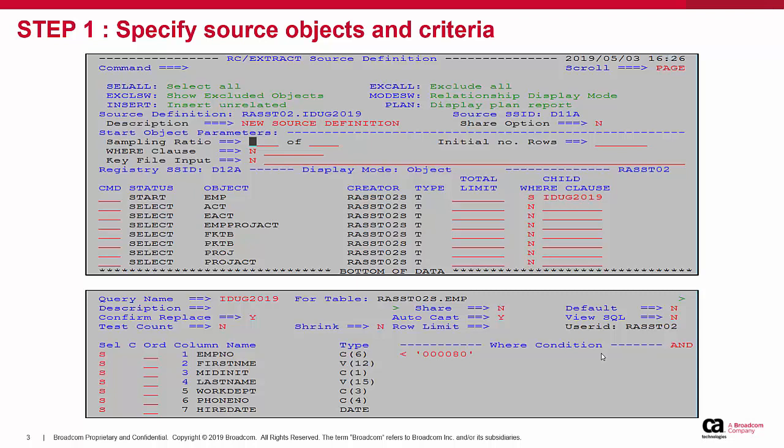In this case, we have specified to only extract data from the EMP table where the employee number is less than 80. Another option is to drive data extraction using a key file specification, where the key file with the key values is built using a point and shoot capability via RC Browse.